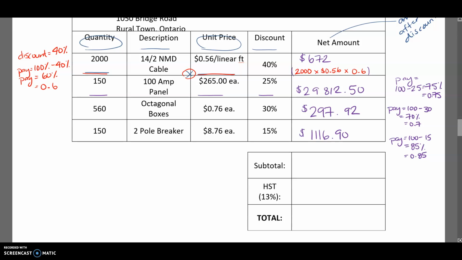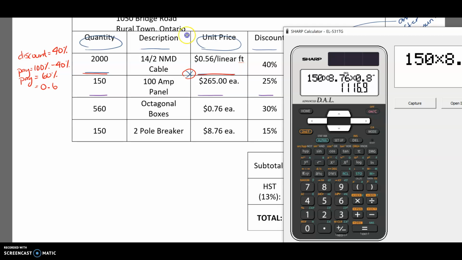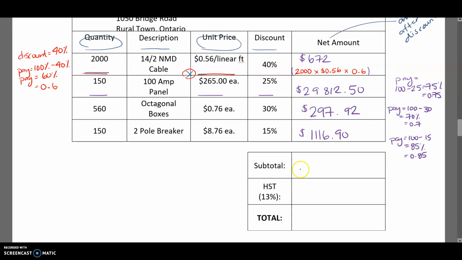Next is to find the subtotal, which means just add up all of those net amounts. So you can do that on the calculator. And our subtotal, or amount before tax, is $31,899.32.